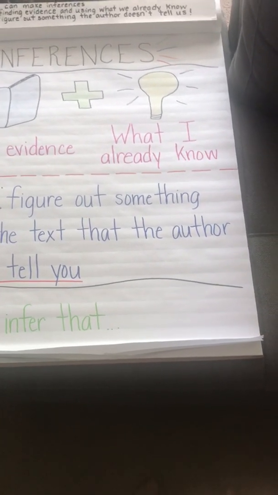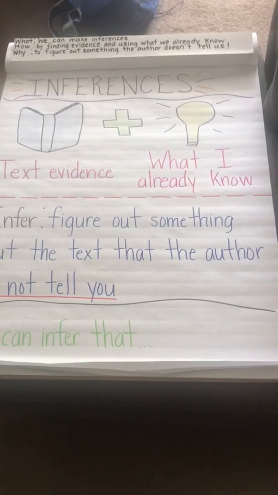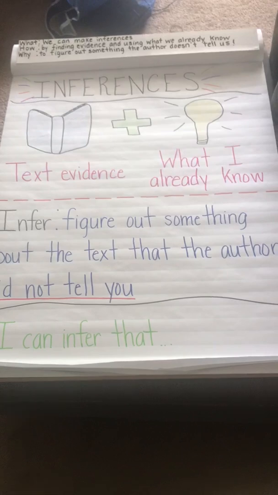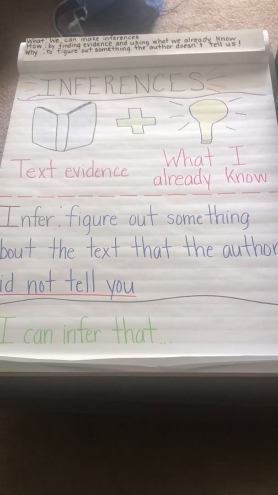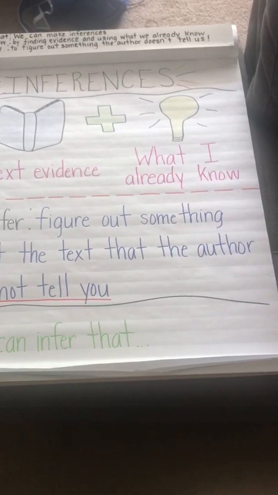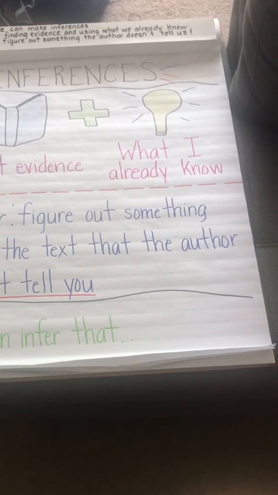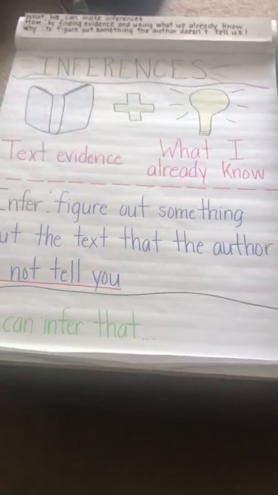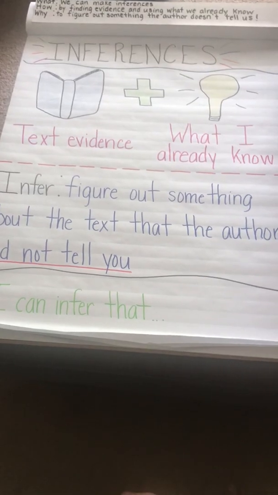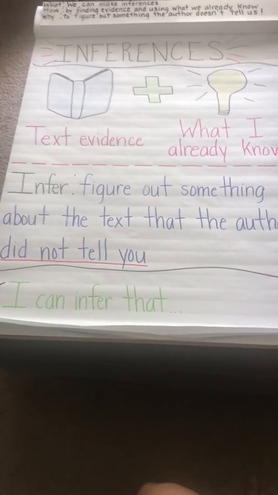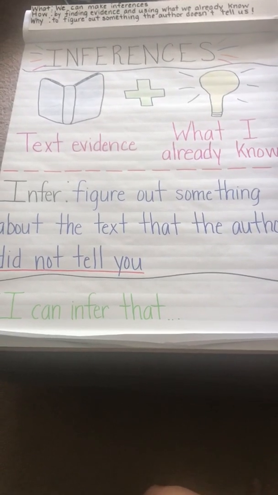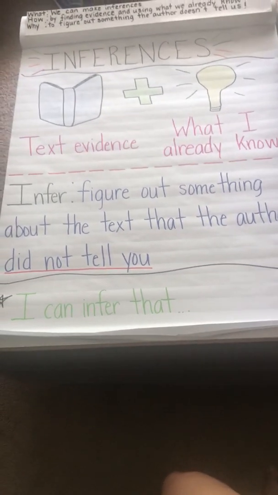Awesome. So remember, we can make inferences all day, every day, about lots of different things. So the next time you're reading a book and the author is leaving you some clues, but they don't really come out and say exactly what they want to tell you, they're kind of leaving it a little bit of a mystery. So you have to be a good detective and you have to find that text evidence and combine it or add it to what you already know. And you're going to put those two things together to figure out what the author is trying to tell you without really telling you in words.